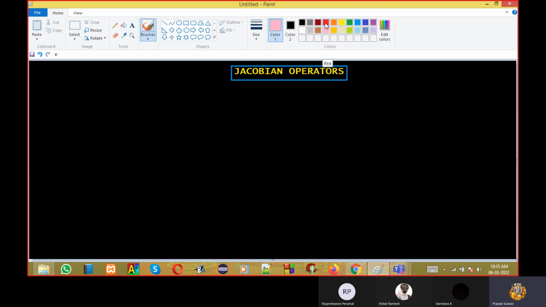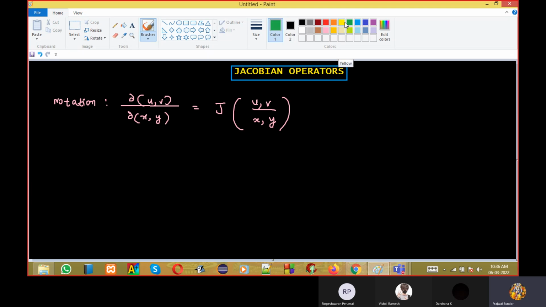Okay. So listen carefully. What is the notation? Notation we'll write like this: partial differentiation of u comma v with respect to partial differentiation of x. Or we'll also write it as Jacobian of u comma v divided by x, something like this. If you see such an operator, then this is called Jacobian operator. The question is how to find this value. You will use the determinant concept.